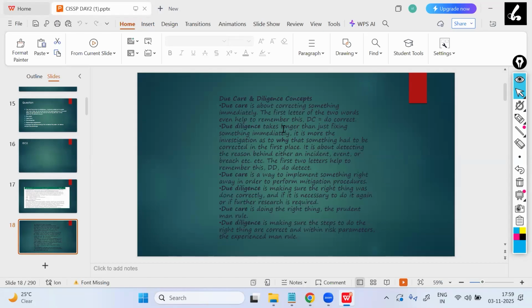Due diligence takes longer than just fixing something immediately because it is more about investigation, why something happened, validation. Due care is a way, process, steps to implement something. Due diligence is making sure the right thing was done correctly. Was done correctly means you are again verifying something, you are validating something. Due care is doing the right thing. Due diligence is making sure the steps to do the right things are correct. Okay, so I hope this concept is pretty clear to you now.